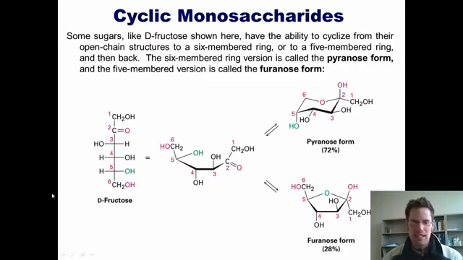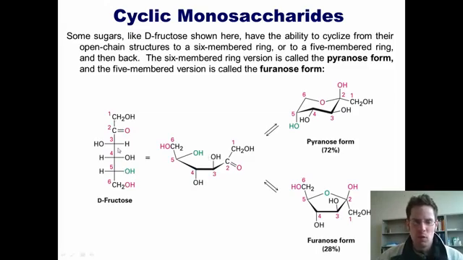Some sugars, like D-fructose, shown here, have the ability to cyclize from their open chain forms to a 6-membered ring or to a 5-membered ring and then back. So as I mentioned before, the 6-membered ring is called a pyranose form, and the 5-membered ring is called a furanose form. So I'll explain how that works.